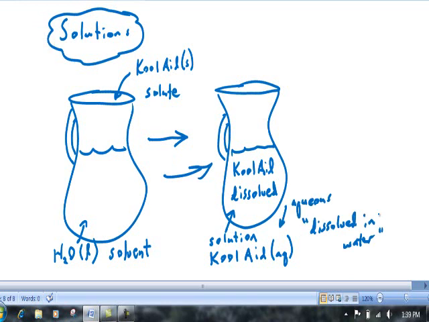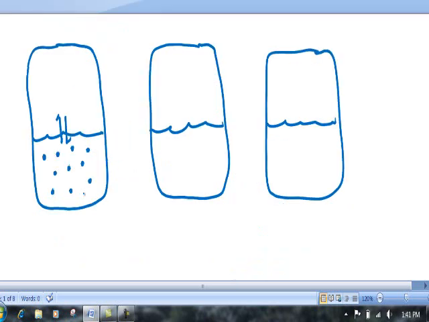We now have a solution. Once again, the water is our solvent. The Kool-Aid solid, which we dissolved into the water, was our solute. We've created a solution of Kool-Aid. And the AQ here stands for aqueous, or dissolved in water. We've created an aqueous solution of Kool-Aid. Now the solute is what we're dissolving. The solvent is what the material is being dissolved into.